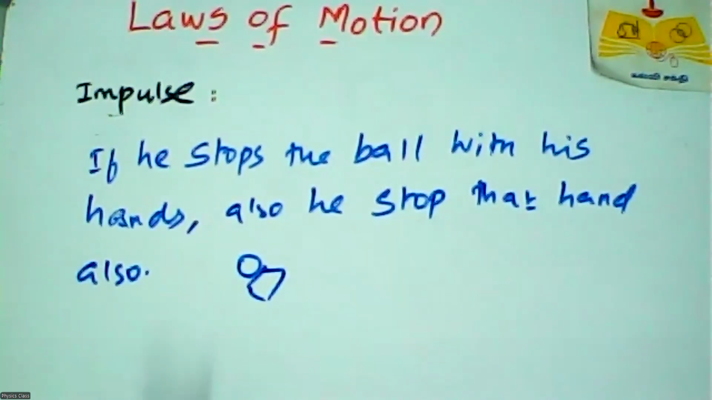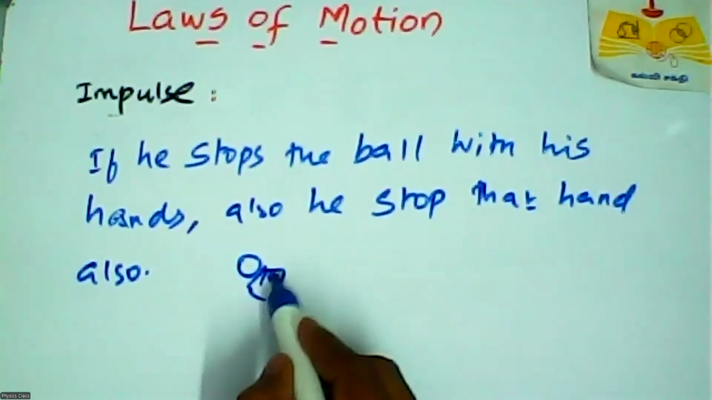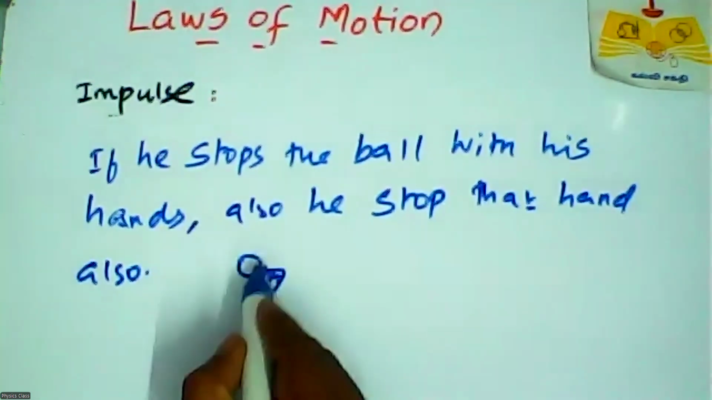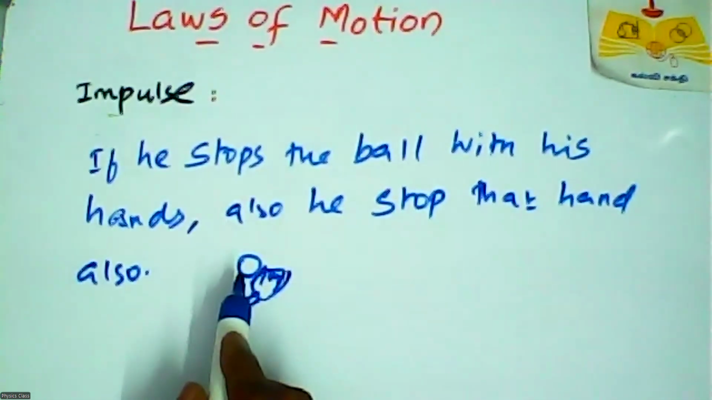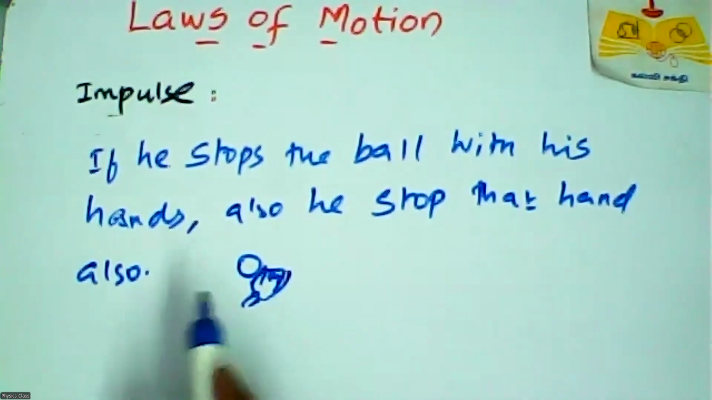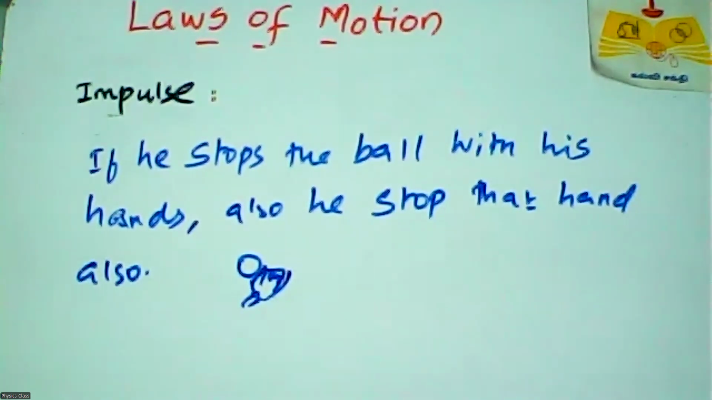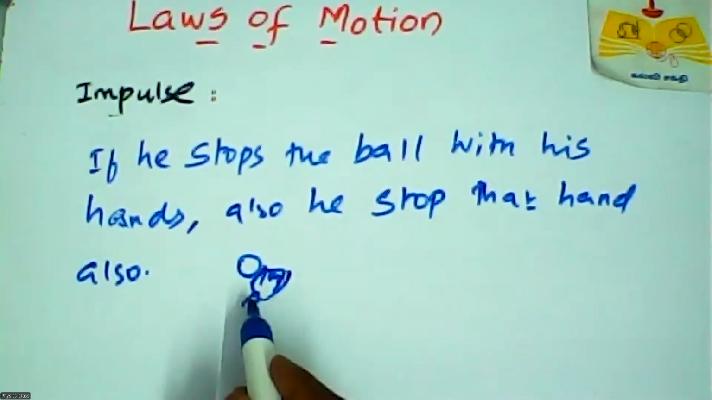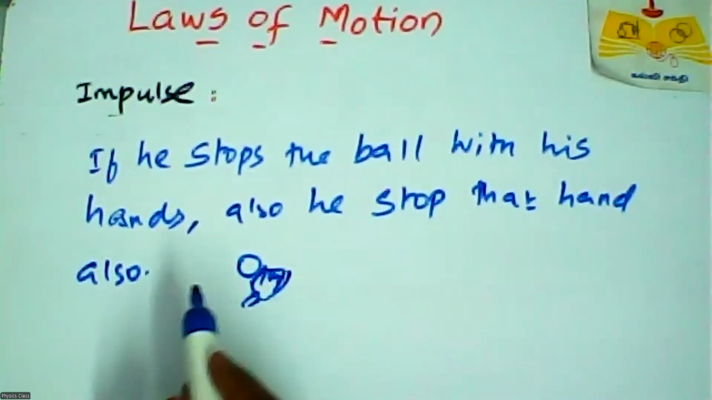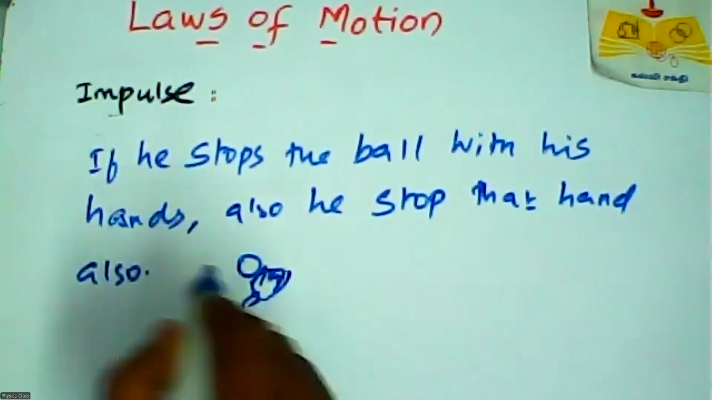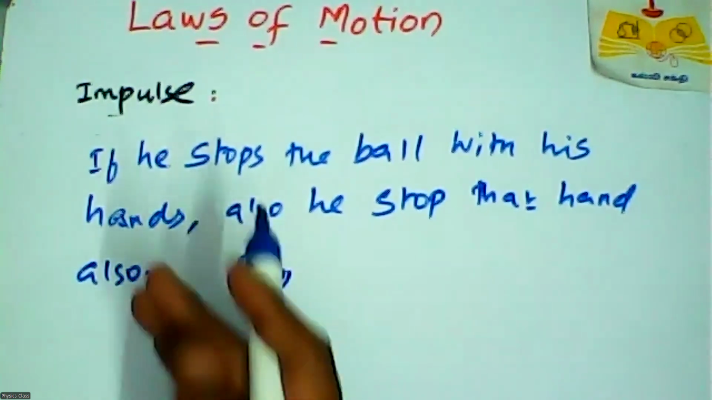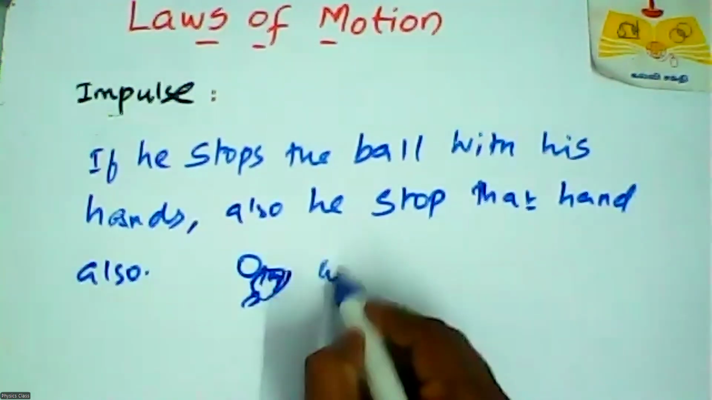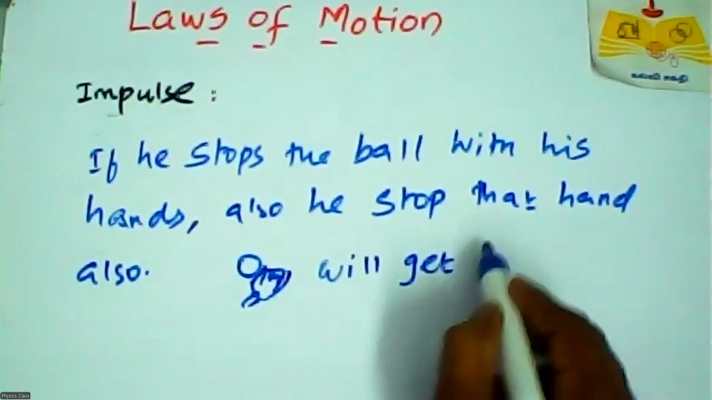So the average force, this is a hand. You can imagine. This is the hand. He stopped the ball. The ball is brought to rest very quickly. That ball has mass and velocity, so it has momentum also. So the average force acting on the body will be very large. Due to this very large average force, the hands will get hurt.